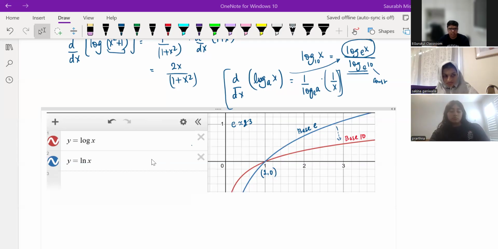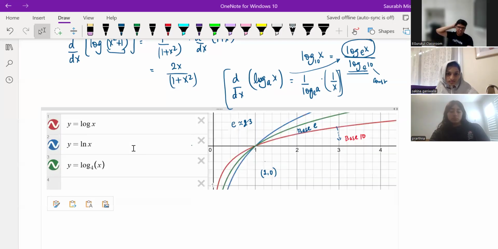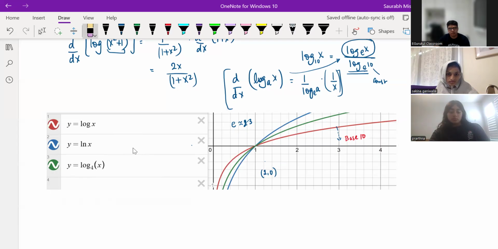That is a good example. Now you will understand better. Let's look at this graph. So the blue one is base e. Red one is base 10. Blue one is base e. And green one is base 4.